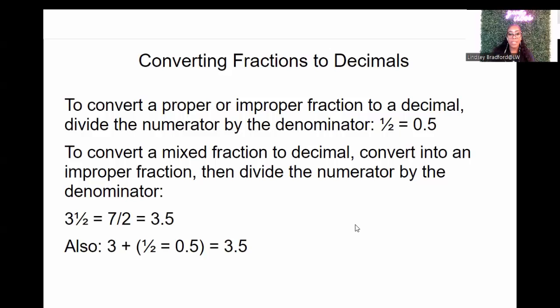Okay. And then to convert a mixed fraction to decimal, you're going to convert into an improper fraction and then divide the numerator by the denominator. That sounds a little tricky, but it's not hard at all.